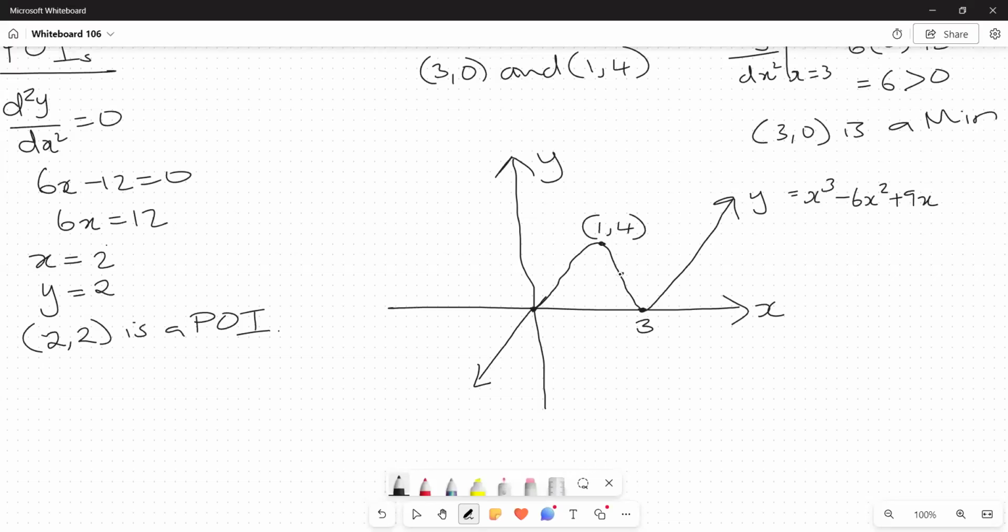Okay, then of course there is the point of inflection, which I shouldn't forget. That's it.